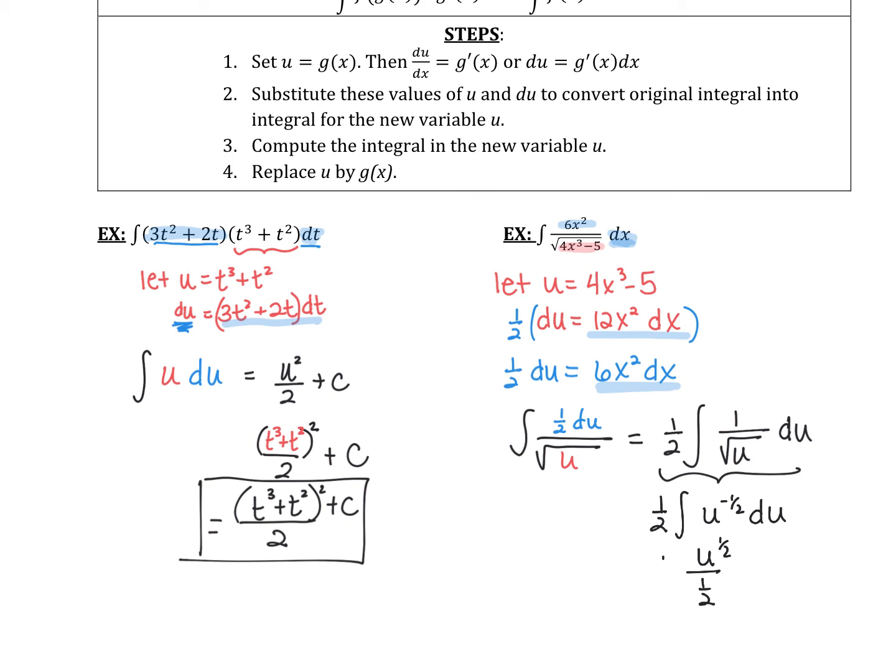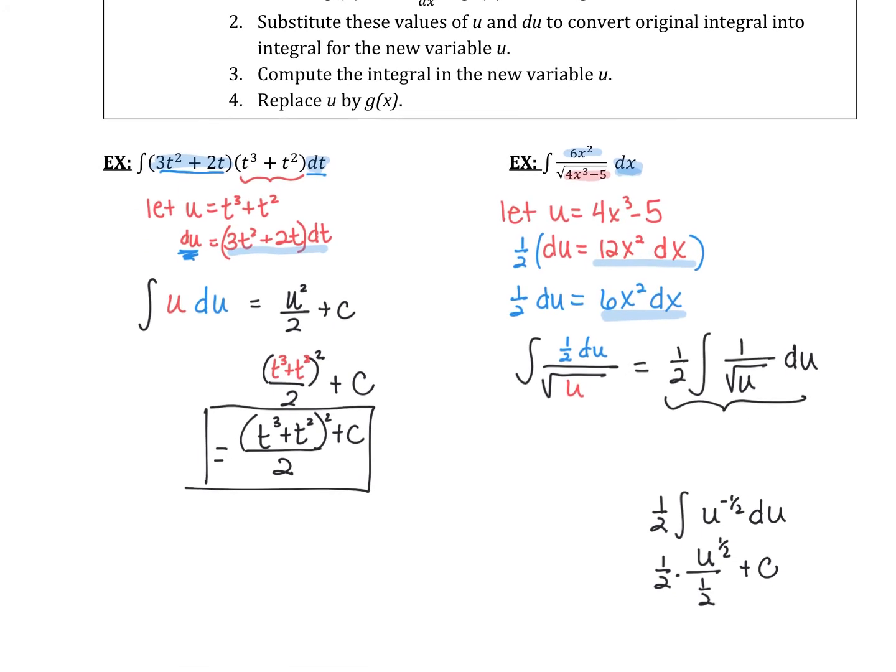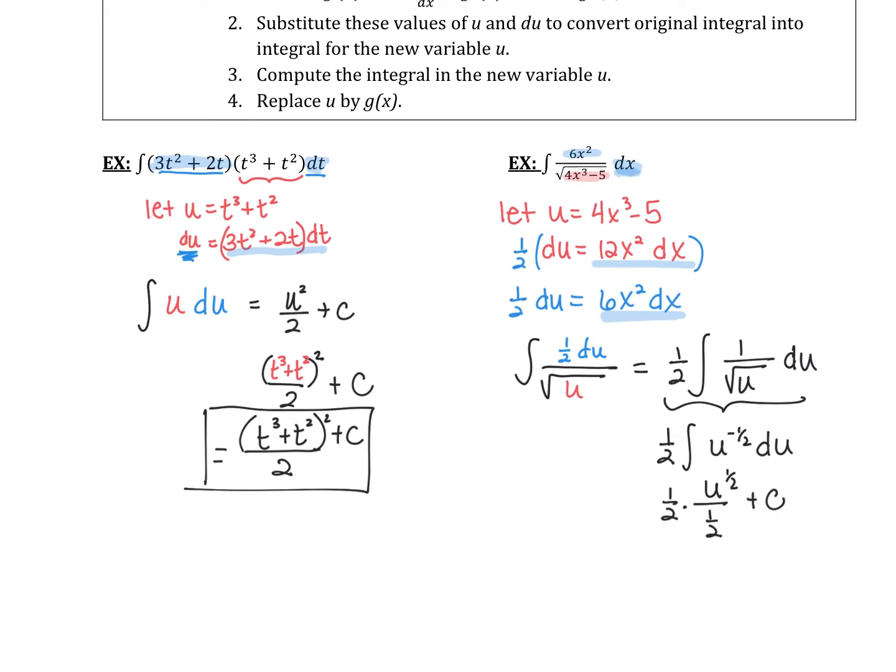And now what we'll do is we will go up a degree, we'll divide by that degree, but I can't forget the scalar that was already out front, plus c. And when I substitute everything back in, or simplify this, really all I get is the square root of u plus c. And now going back in with the u that I let u be, we would have the square root of 4x cubed minus 5, plus c.